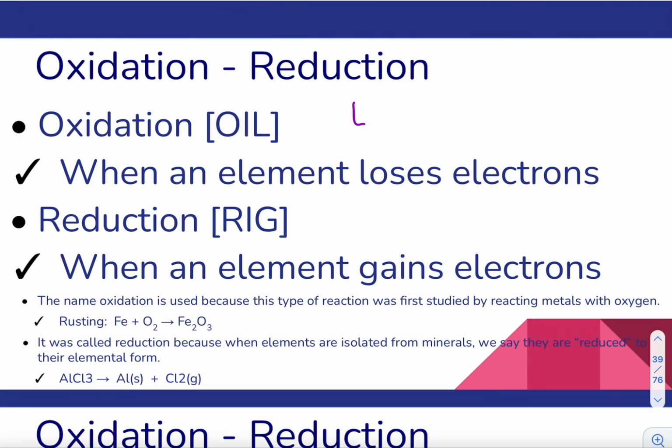You also might see this acronym, LEO GER. Loss of electrons is oxidation, gain of electrons is reduction. I think OIL RIG is more common, but LEO GER is there too. So if you see that, it's the same basic idea. Use whatever one makes sense to you. Down here is just a little background on these terms. They basically come from when these types of reactions were first studied. So you can look through that. It's really not something you need to know, just a little bit of background information.